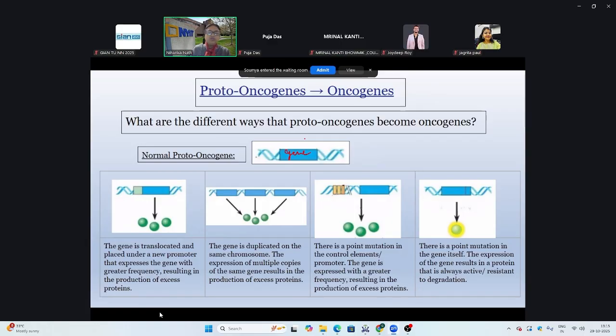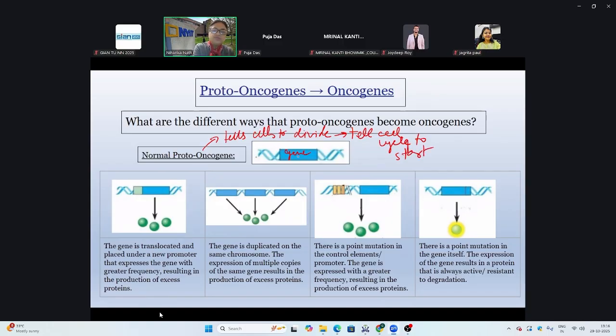And if you have too much of proto-oncogene, that's cancer. Because what is a proto-oncogene? It tells the cells to divide. It forces the cell cycle. How does it do that? It tells the cell cycle to continue. It tells the cell cycle to start, at least.